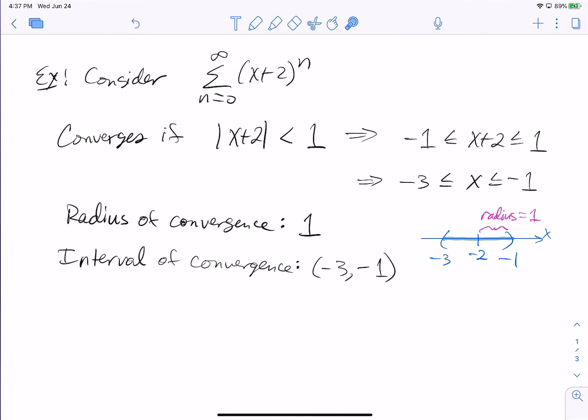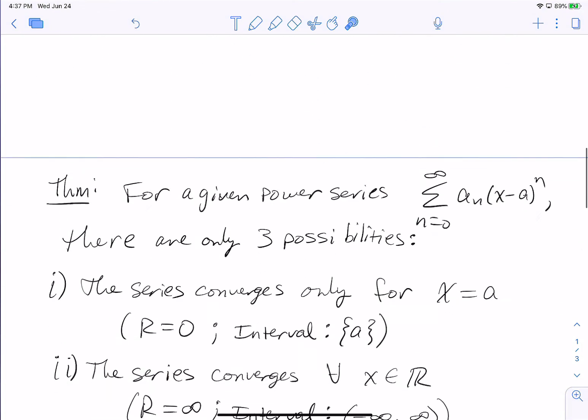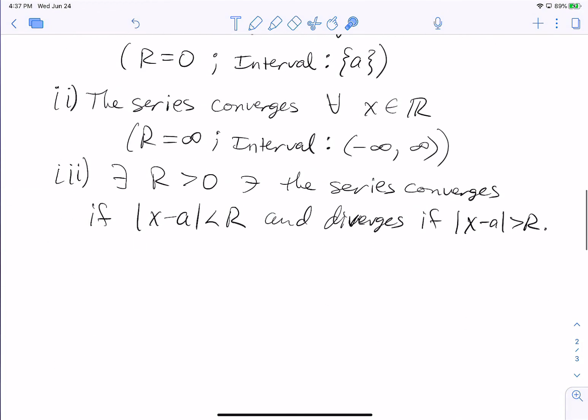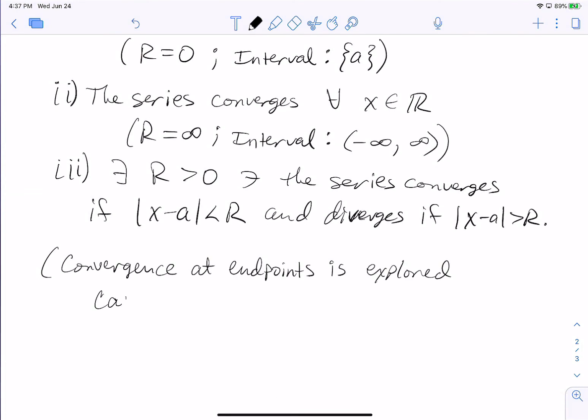Oh, and then back to here. We did not include the endpoints in the interval of convergence because the base of a geometric series has to be strictly less than 1 for the series to converge. However, generally speaking, we do have to find out what's going on at endpoints. And generally speaking, convergence at endpoints is explored case by case. I don't just mean each problem is different. I mean, in each problem, you have to test the left endpoint and the right endpoint separately. You'll see examples of that.